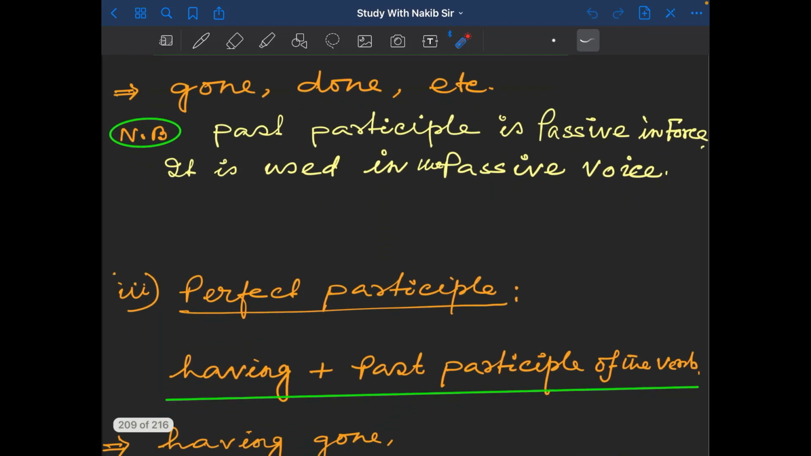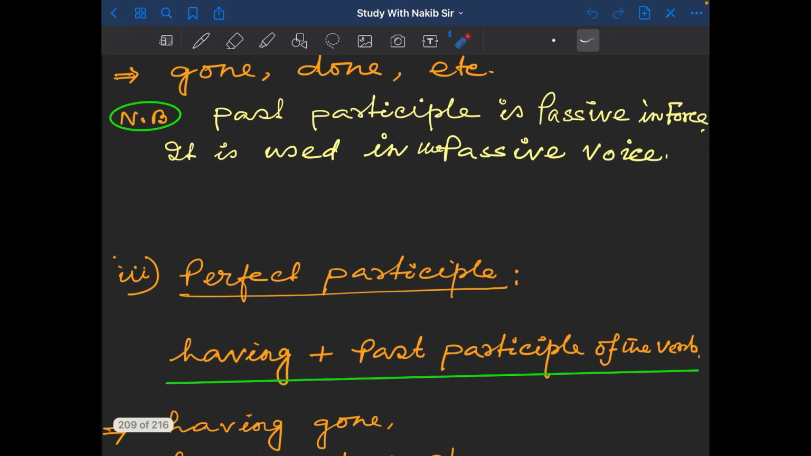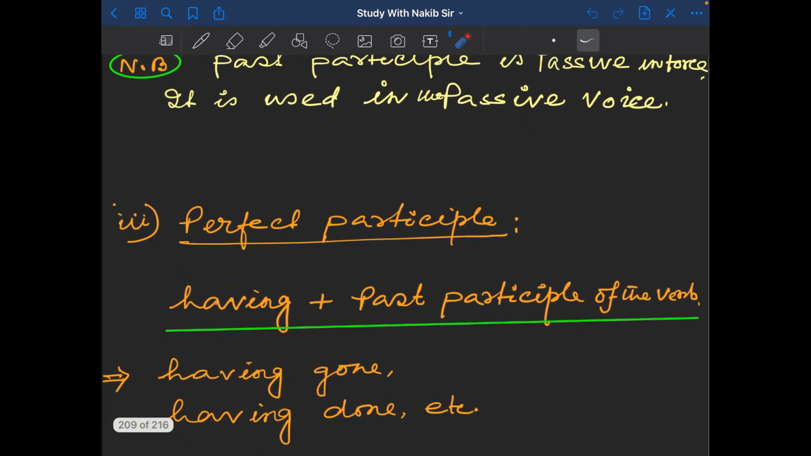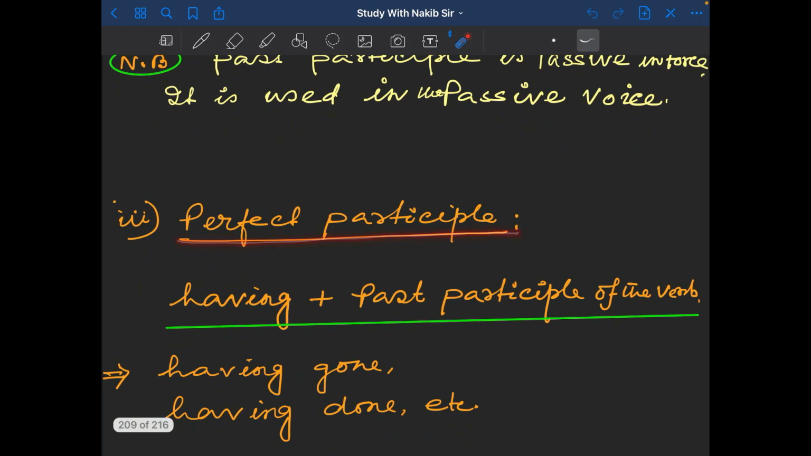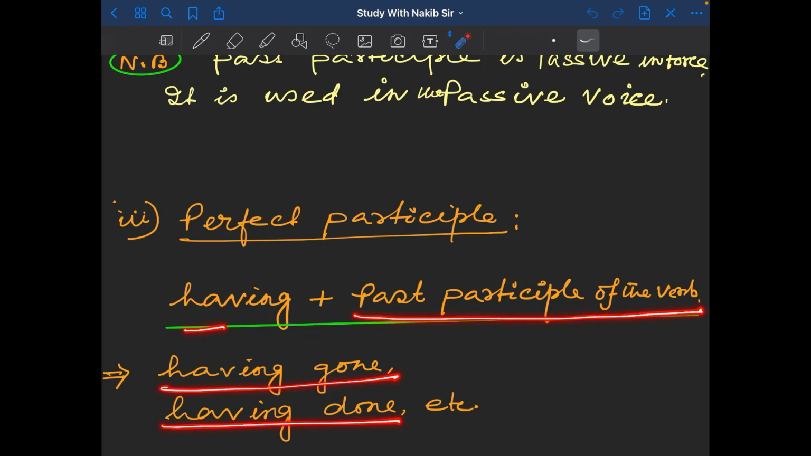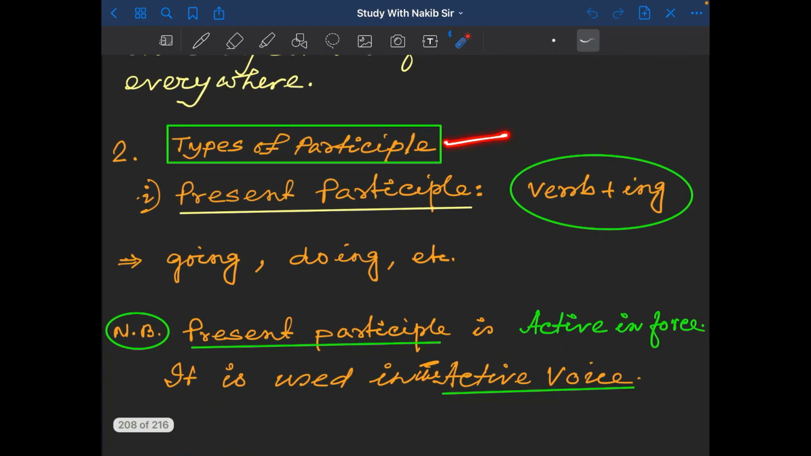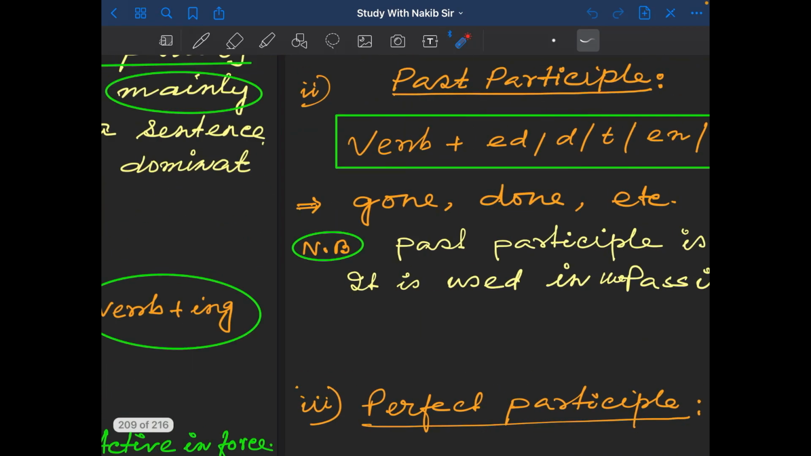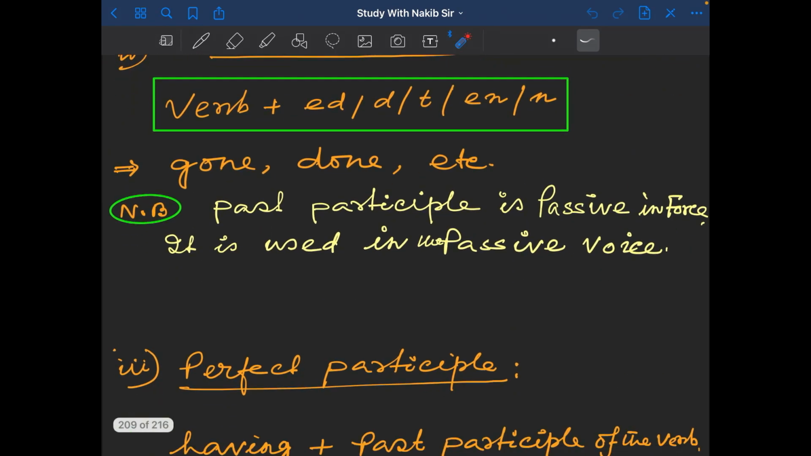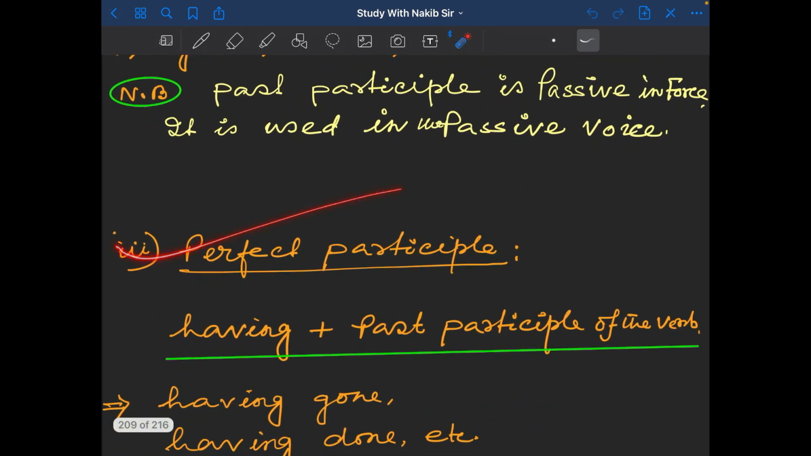And number three type of participle is perfect participle. How is perfect participle formed? Having plus past participle of the verb. See, having gone, having done. This is perfect participle. So in English, we get three types of participles. Number one, present participle. Number two, past participle. And number three, perfect participle.